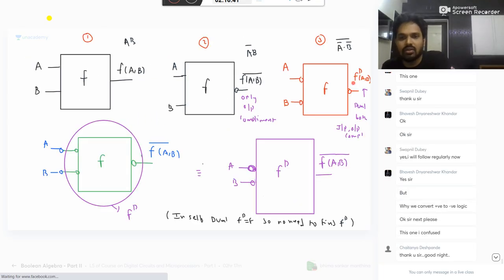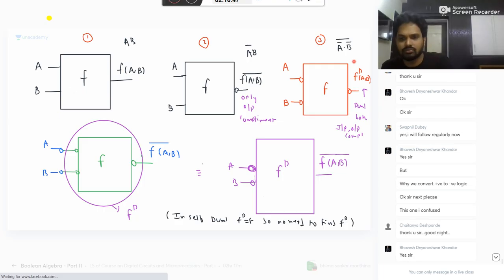Good night, Chaitanya. First three clear or not, Bhavesh? Tell me. What's happening? Yes, it's clear.